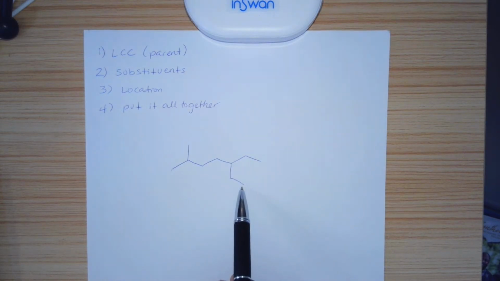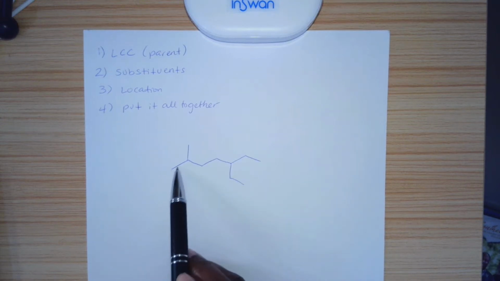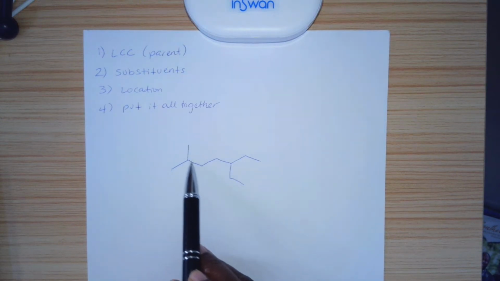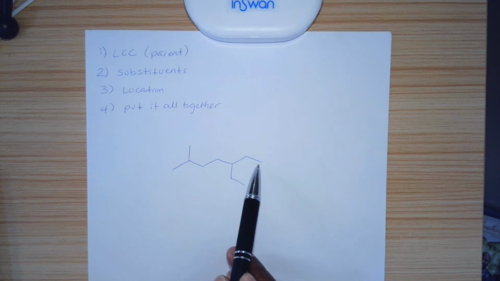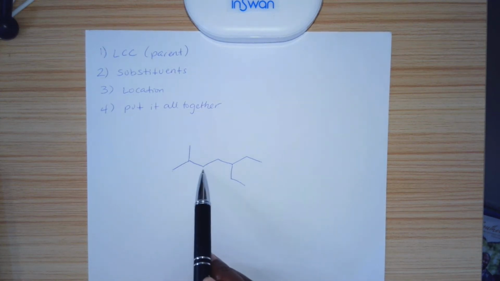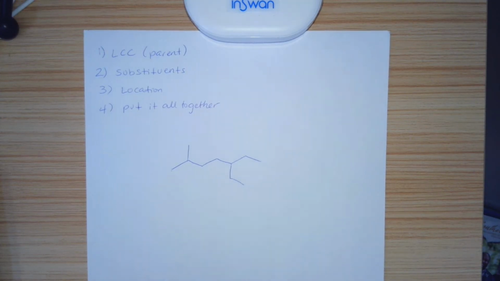So if you notice, I'm just following those carbon bonds. I could have started up top. 1, 2, 3, 4, 5, 6, 7. So regardless of which way I try to number this, my longest continuous chain simply has 7 carbon atoms.